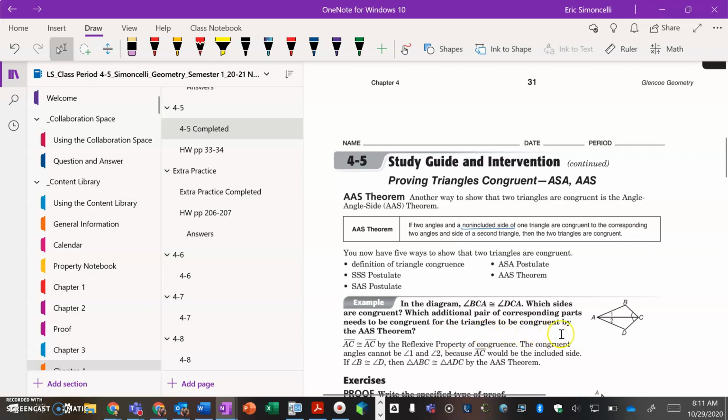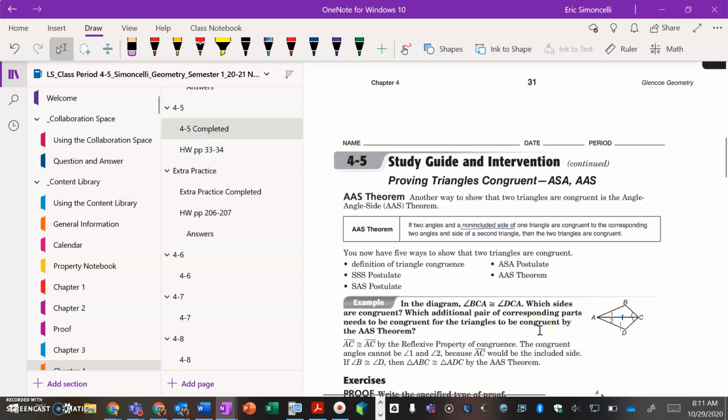So as we can see, just by virtue of how the side AC is shared, I'm going to go ahead and mark it up as such. So AC is congruent to itself. And the reason we can say this, if you recall, AC is congruent to AC, is by the reflexive property of congruence. It's shared by the two triangles. The congruent angles cannot be angle 1 and 2 because AC would be the included side.